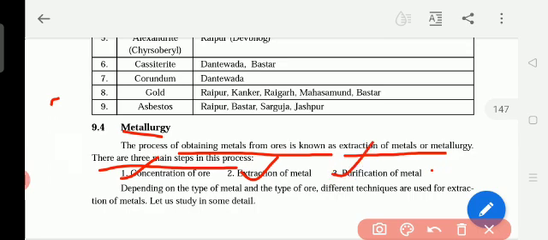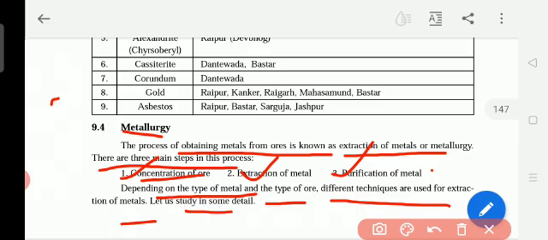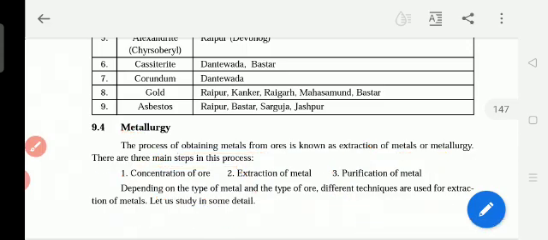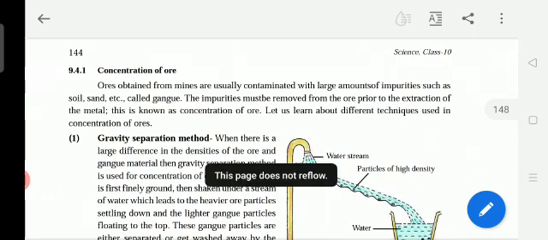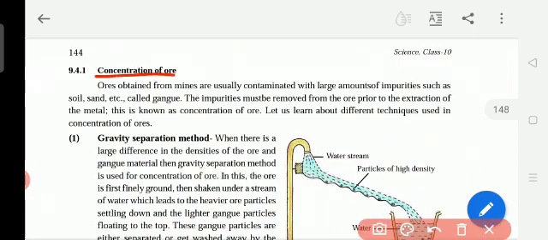First we study the concentration of ore. What is the concentration of ore? Depending on the type of the metal and the type of ore, different techniques are used for extraction of metal. Let us study in some detail. Ores are obtained from mines. So what is the meaning of mines?